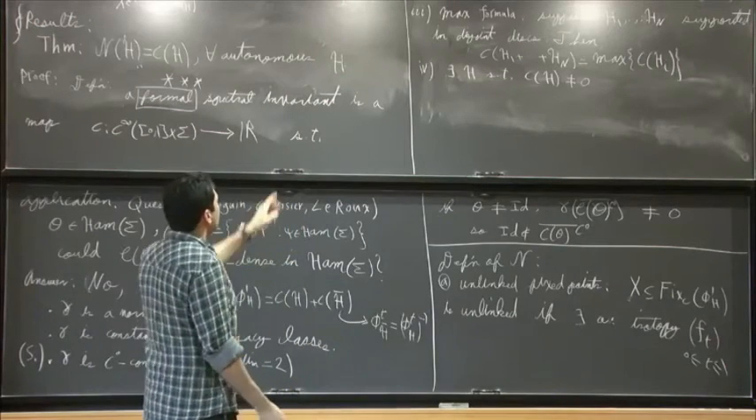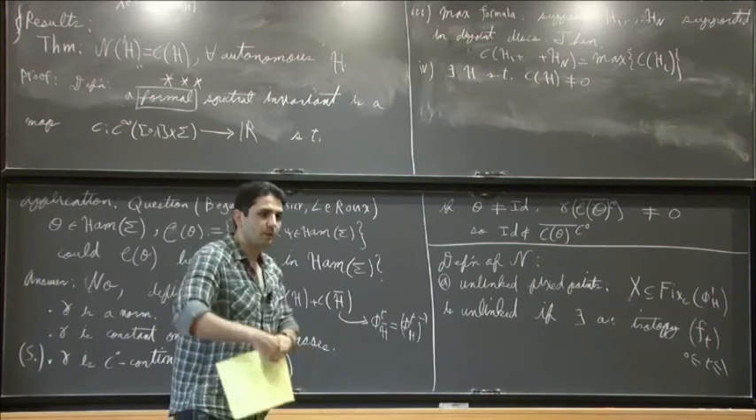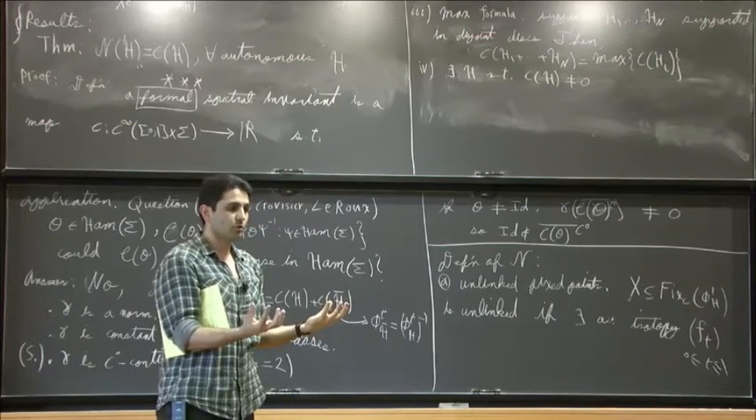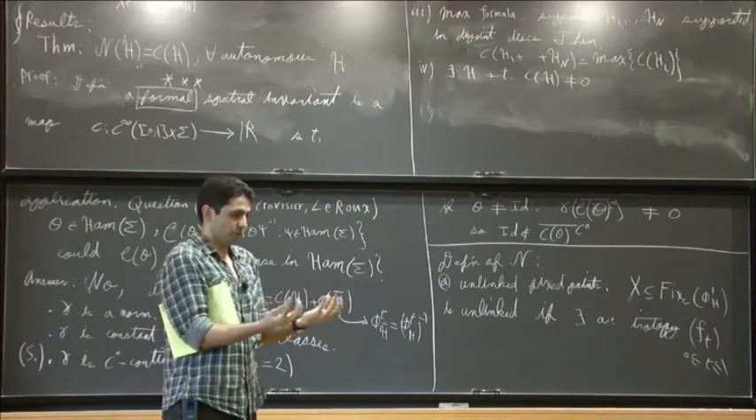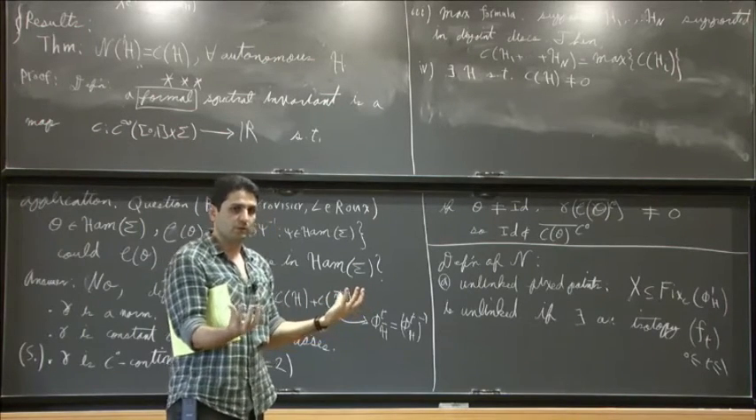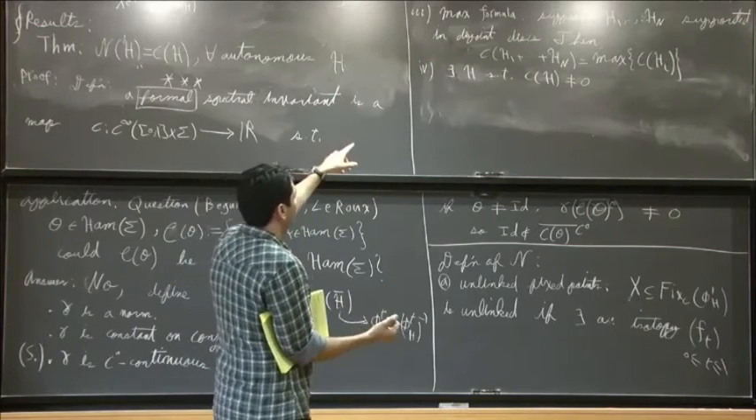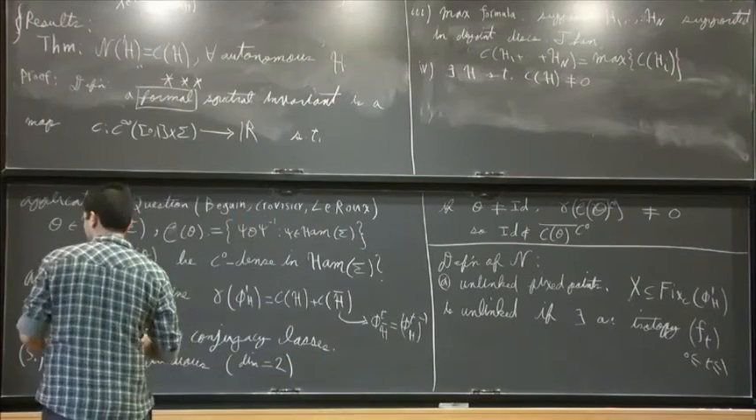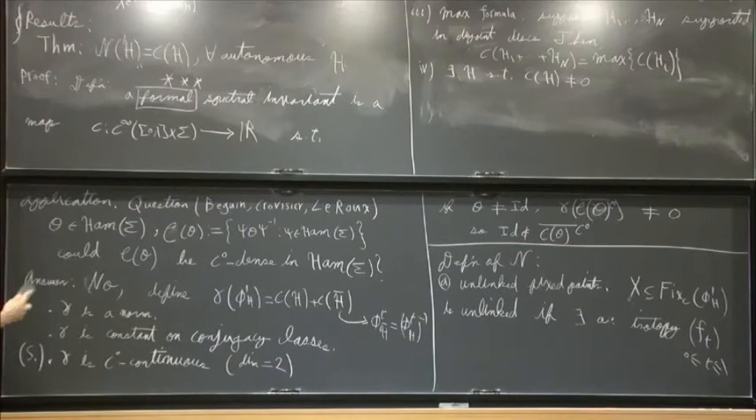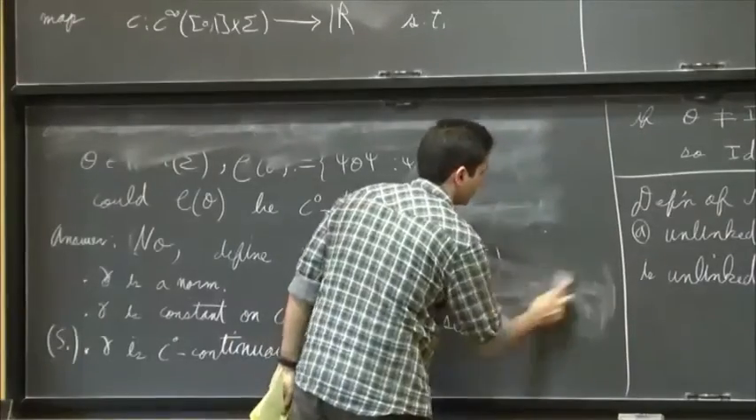It's clear that N is spectral. It's clear that it satisfies the max formula, because take two Hamiltonians supporting two disjoint disks. The braids generated by the fixed points are separate. So if one is unlinked, the other one is unlinked too. So from that, the max formula follows immediately, but continuity is what we can't prove. That's the hard one.